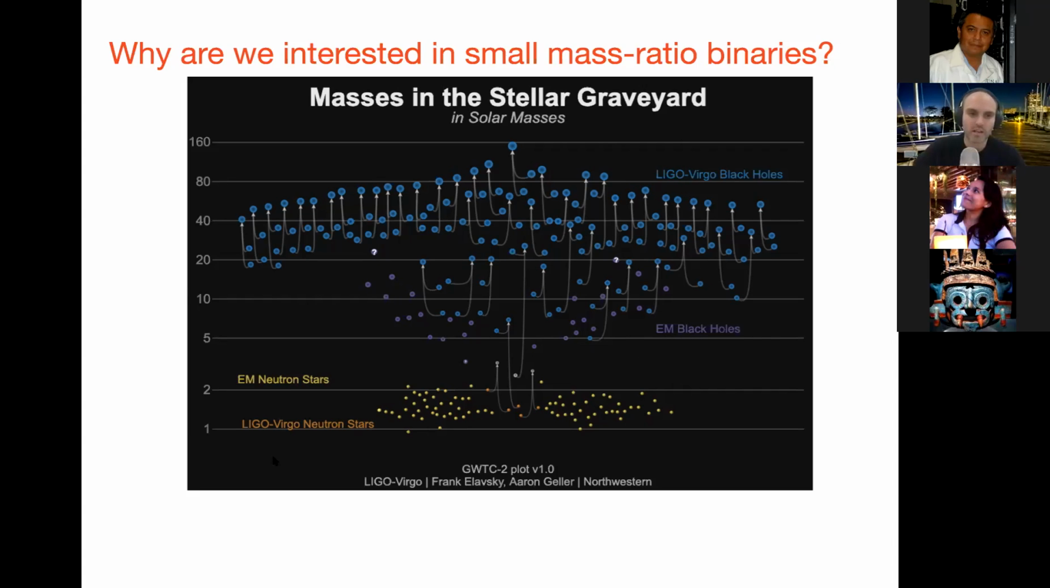And so what this is showing is the mass of the components in a variety of different systems. So in yellow are shown the neutron stars that we know about electromagnetically. In orange, we know neutron stars we know about from LIGO-Virgo observations. In purple, we see the electromagnetically known black holes, generally X-ray binaries, so from accreting black holes that are known for accreting matter.